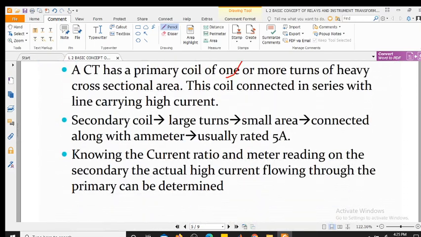Secondary coil has large turns, smaller area, usually connected with an ammeter, and is rated for 5 amps. Knowing the current ratio and meter reading on the secondary, the actual high current flowing through the primary can be determined. If you want to know the actual line current flowing through the primary, then we need to know the CT ratio and the ammeter reading connected to the secondary of CT. If we know that reading, then we can get the actual high current flowing through the primary.